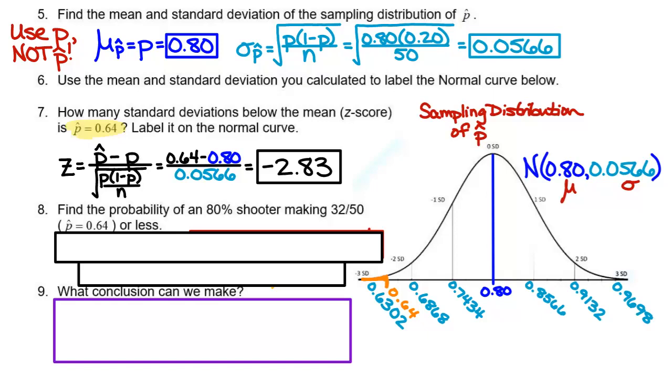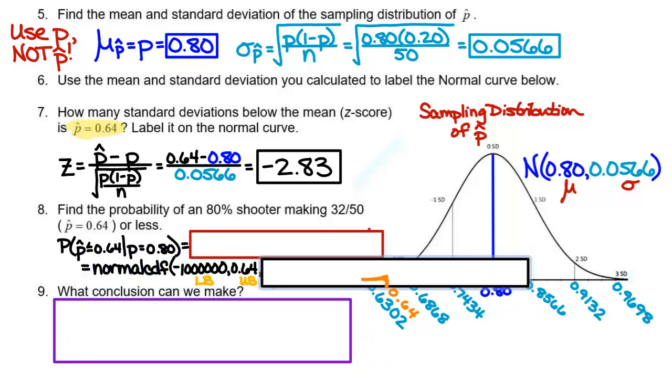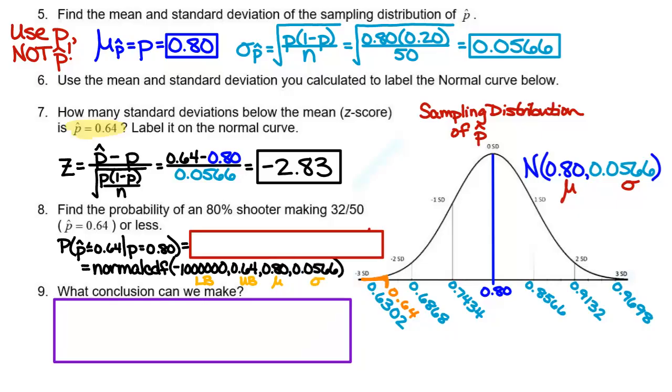How would I find the probability of that shaded space? Does anybody remember? Normal CDF. What would our lower bound be? Negative a lot, so negative a million. What's our upper bound? 0.64. And then mean? 0.80. And standard deviation? 0.0566. Write down what you're doing on the calculator so that the reader understands exactly what you're doing and what all those different numbers mean. And then we calculate this.